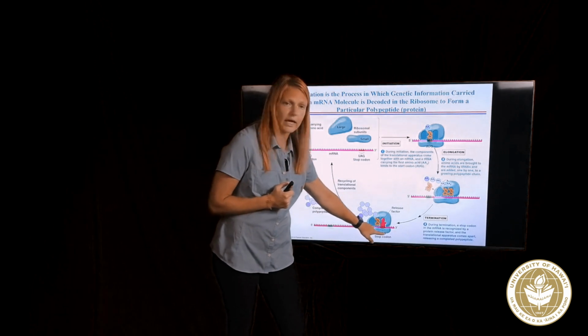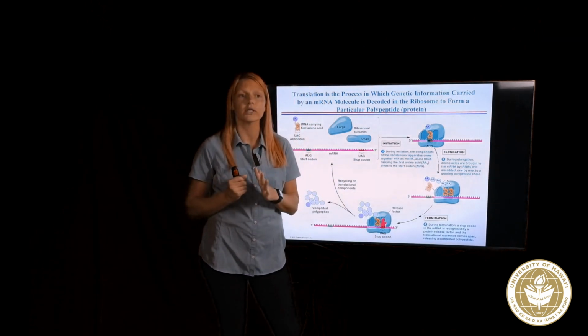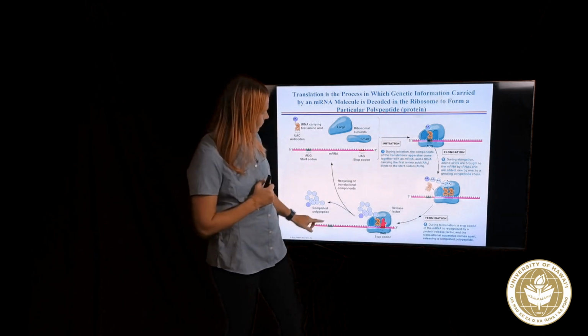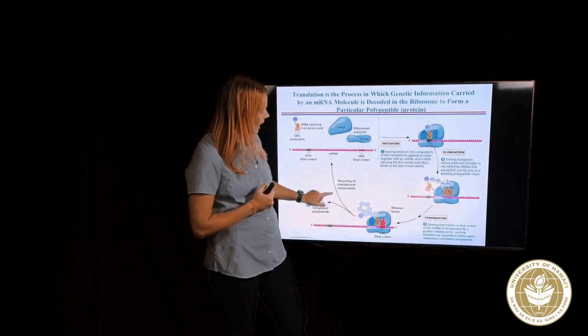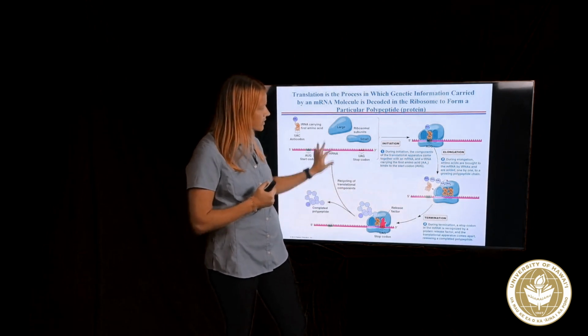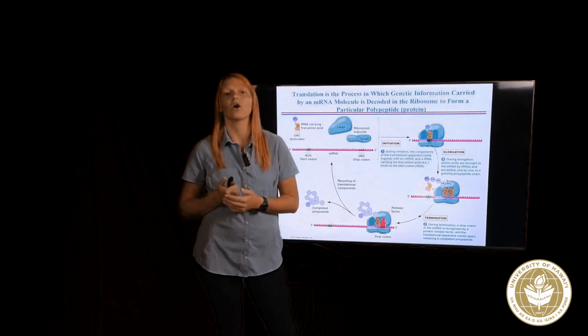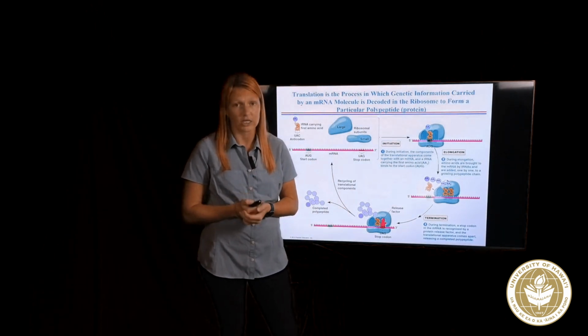So you can see UAG is right here. That tells us, hey, we're done building this protein, and that completed protein here in purple is going to be released, and then we'll do a recycling of the translational components to start this all over again. So that is your process of translation.